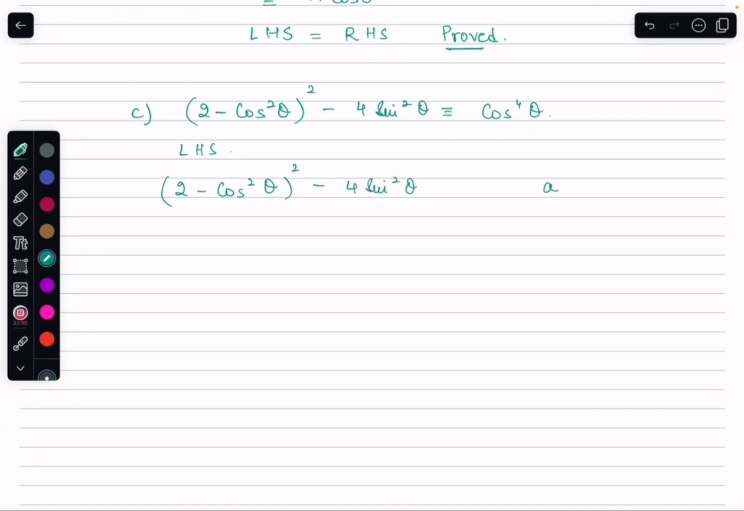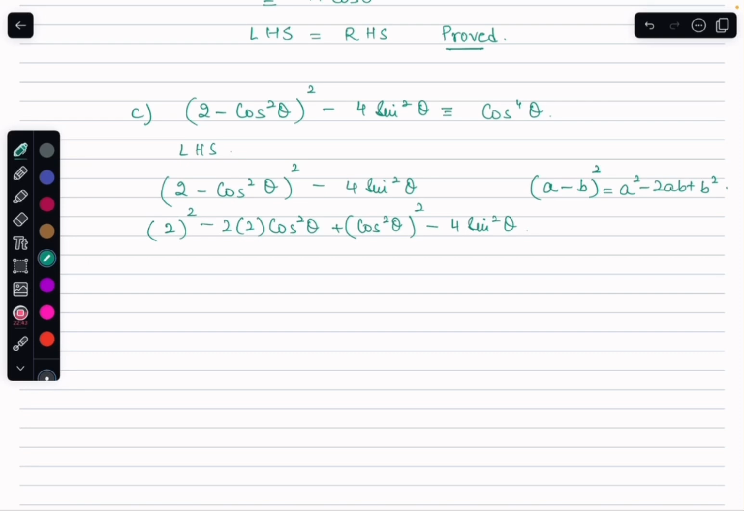Now here I will be using the identity for (a minus b) the whole square, the algebraic identity, which says that this is equal to a square minus 2ab plus b square. I will be using this identity for (2 minus cos square theta) the whole square, where 2 represents a and cos square theta represents b here. So this means I should be having 2 the whole square minus 2 times cos square theta, and then plus (cos square theta) the whole square.